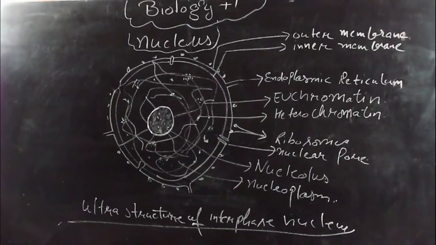Commonly 1 to 4 nucleoli are found in the nucleus. Next point, a covering membrane is absent around the nucleolus.